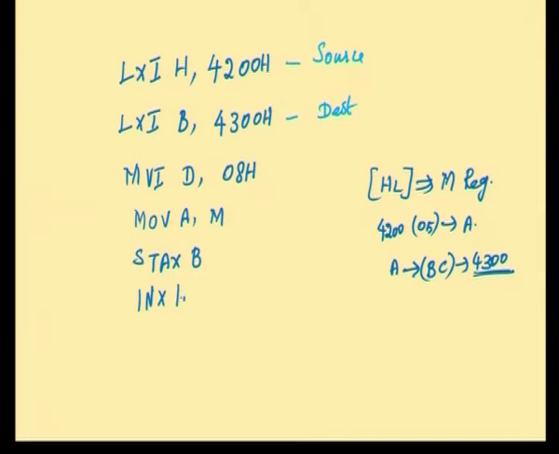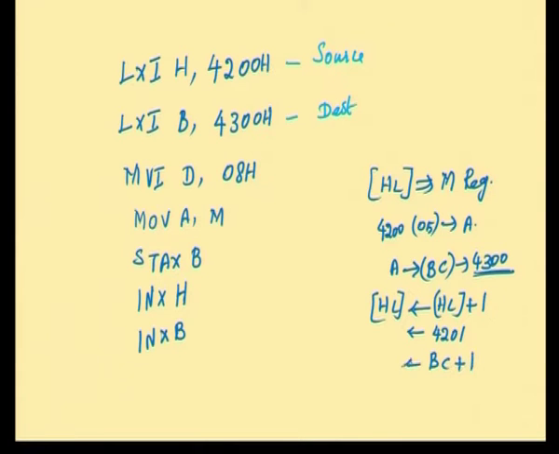INX H. INX H represents the HL register pair value is increased by 1 and stored in the HL register. Suppose the value is 4200, then now the new value is 4201. Now I am using the instruction INX B. INX B means the BC register pair is increased by 1 and the increased value is stored in the BC register. So both memory locations are increased.